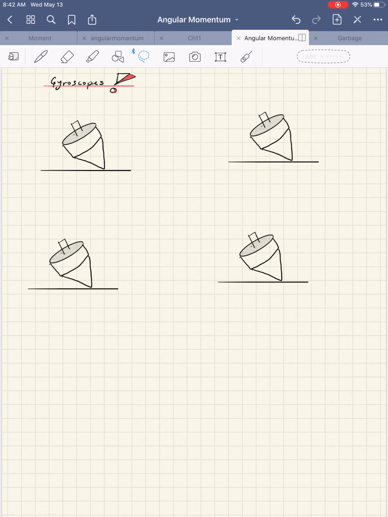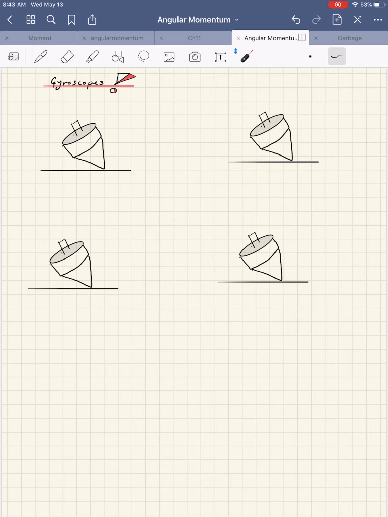Hey guys, we're going to talk about gyroscopes just really quickly to cap off our discussion about angular momentum, because, man, gyroscopes are cool. But we'll talk about gyroscopes, not the usual ones you see, but ones that look more like tops right now. So you guys ever had a dreidel before? Or a spinning top?